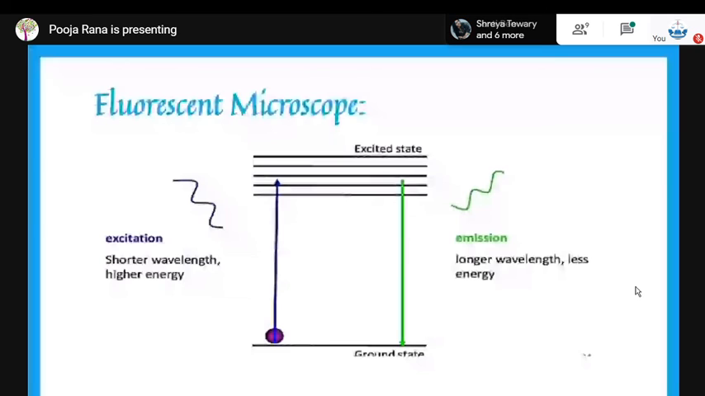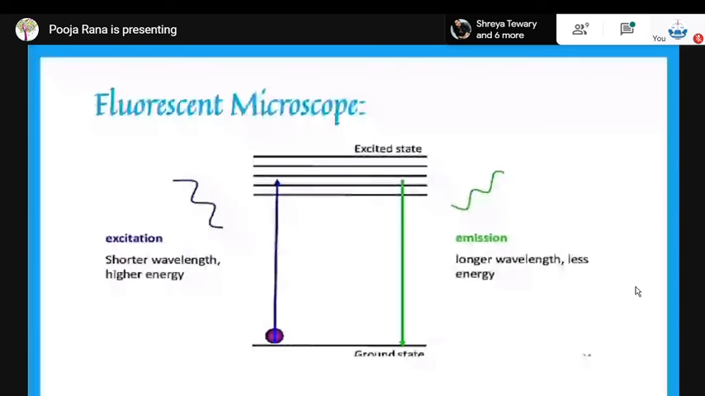So now it has reached the excited state. Now it cannot manage to remain in the excited state for a longer period of time. As soon as it loses its energy, and this energy is lost in the form of light waves, it again falls back to the ground state, that is the stable state, right? So this energy which is lost in the form of light would be the fluorescence, all right?